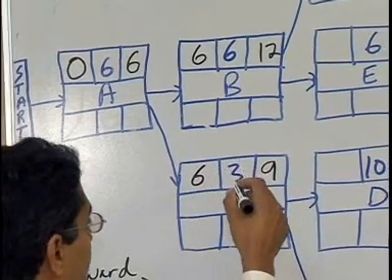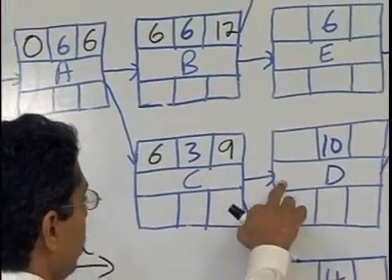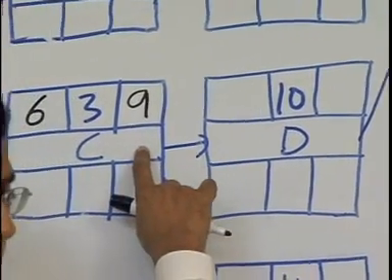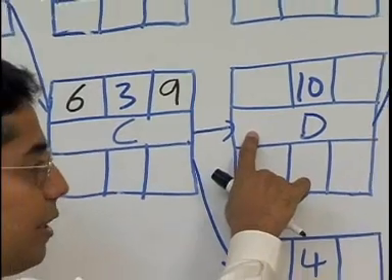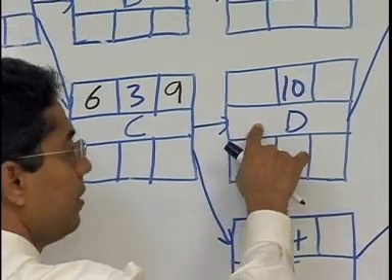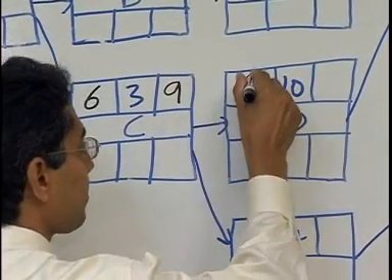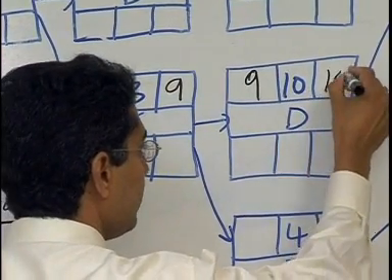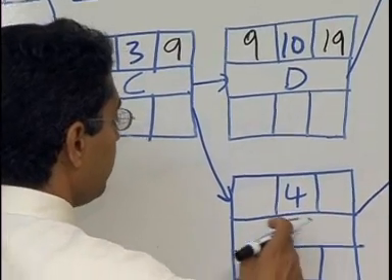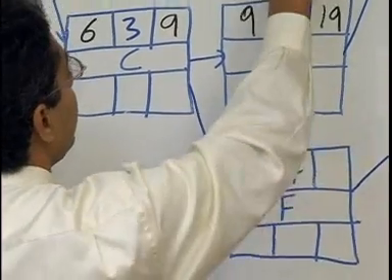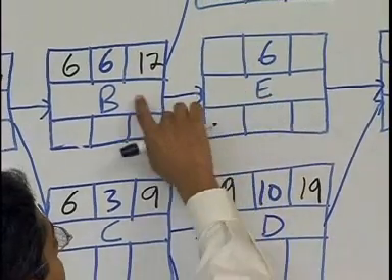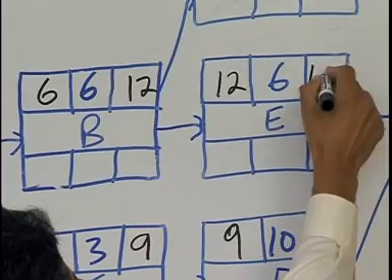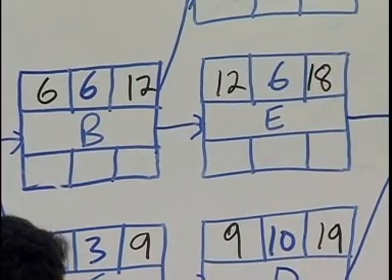Now we go in alphabetical order. So we go A, B, C, now D. Where is D coming from? C. So the earliest start for D is 9. 9 and 10, 19. Now let's go to E. Where's E coming from? E is coming from B, so that is 12. 12 and 6, 18. We go to F now.